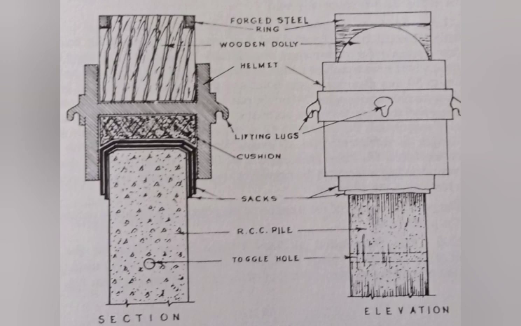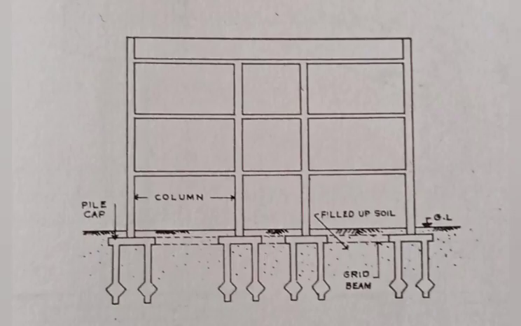Concrete may be cast in situ or precast. This is a picture of driving precast concrete piles. In places where high compressive strength is necessary, octagonal piles with spiral laterals are generally recommended. This is a picture of under-reamed pile foundation.